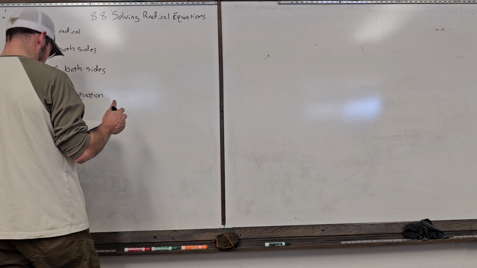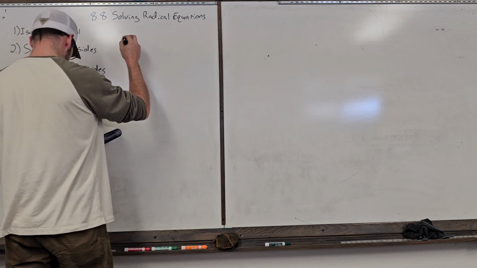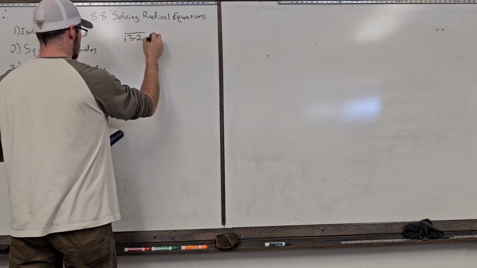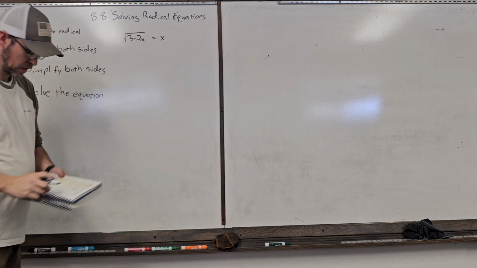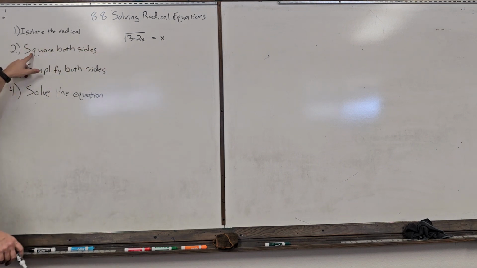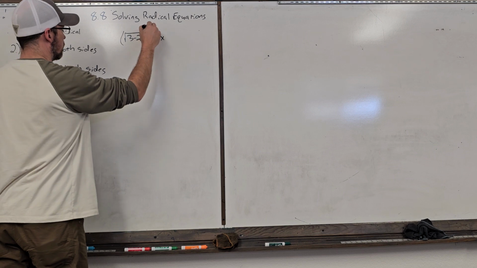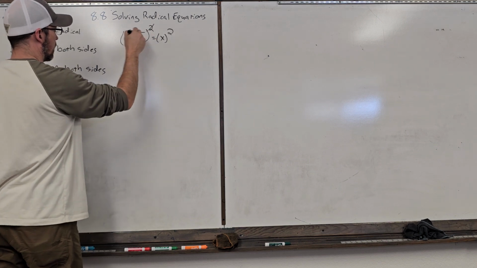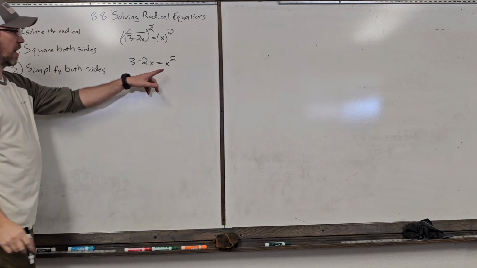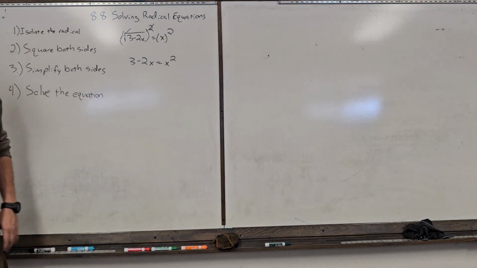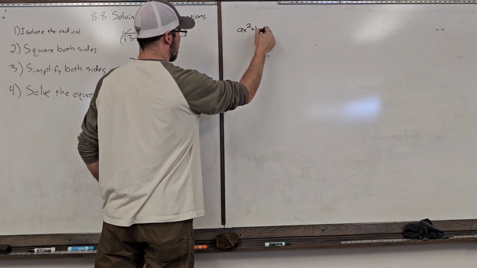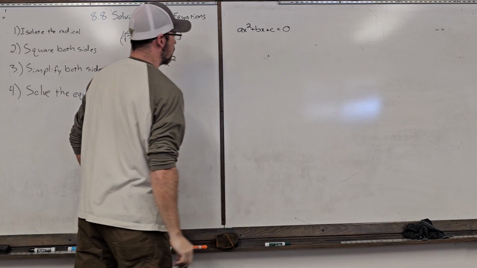Alright, so if I have the square root of 3 minus 2x equals x. Step 1, isolate the radical, it's already isolated. Step 2, square both sides. That canceling with 3 minus 2x equals x squared. Now I can see it's going to be quadratic. I've got to have it, try it again, ax squared plus bx plus c equals 0.